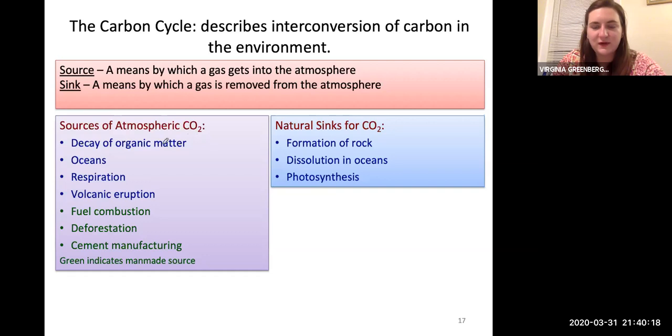Some sources for adding CO2 into the atmosphere include decaying matter, oceans releasing dissolved CO2, respiration of animals like us, and volcanoes can release some CO2. Then here we have our anthropogenic, or human-caused, sources of CO2, like combustion of fuels, deforestation, and manufacturing cement. Some natural sinks for CO2 include forming new rocks, dissolving CO2 in the ocean, and photosynthesis, where plants trap it into sugar.